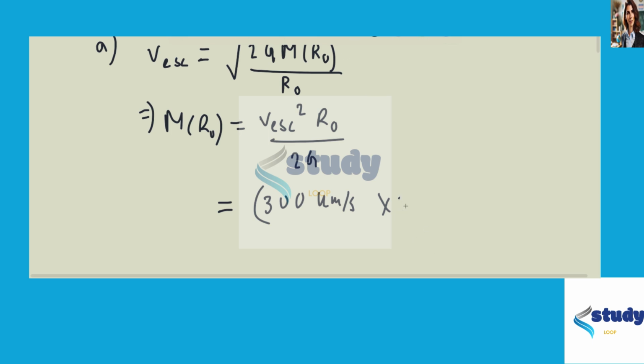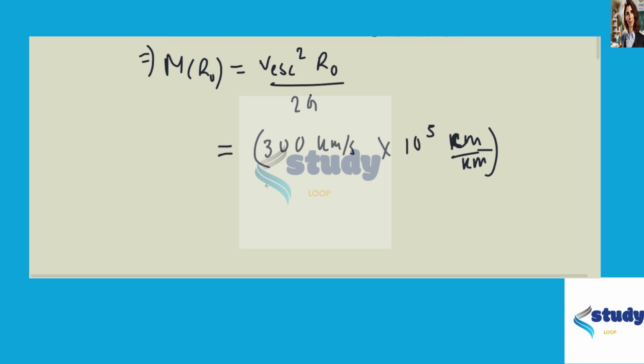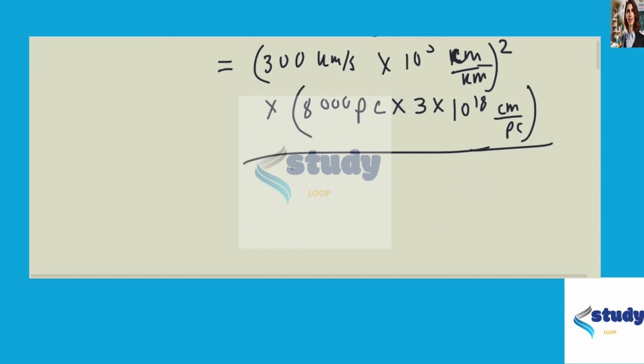And so you're going to multiply that by 10 to the 5 to get centimeters per second, times the distance r naught, that's 8,000 parsecs. Multiply that by 3 times 10 to the 18 to get centimeters. Divided by, whoops, forgot the square here. That's divided by the gravitational constant in CGS units.